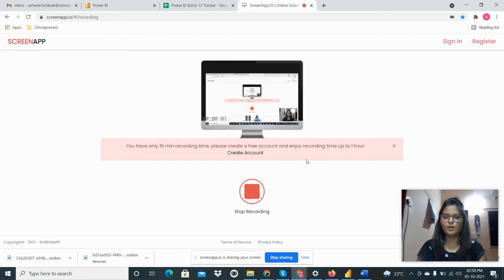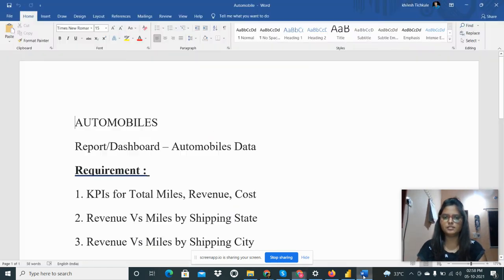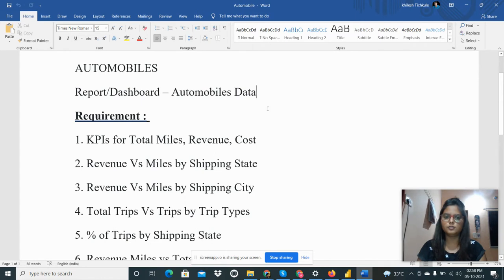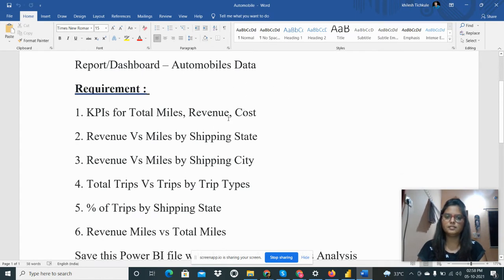Hello everyone, so now I'm going to share the next assignment for the automobiles data. I need to create a report or dashboard on the automobiles data. The data is about trip analysis. So we can see this requirement.